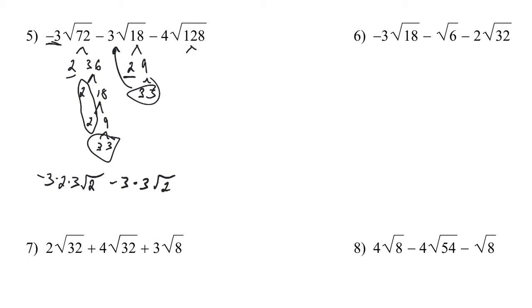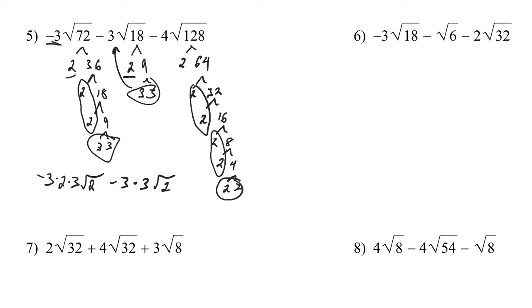128, if I divide it by 2, I'm going to have 64. 64 divided by 2 is going to be 32. It's going to be 16. Divided by 2 is 8. Divided by 2 is 4. And then 4 becomes 2 2's. So we got a bunch of 2's here. So there's 1, 2, 3 pairs. And those will go outside with that negative 4 that was there to begin with. So I have negative 4 times 2 times 2 times 2. And inside the square root, we have a leftover 2.